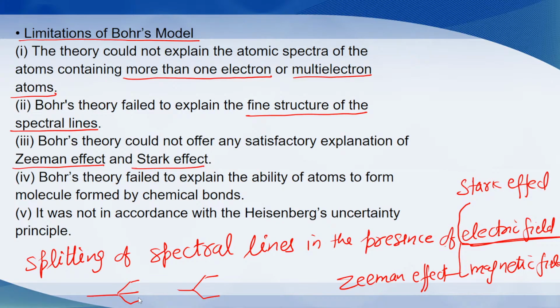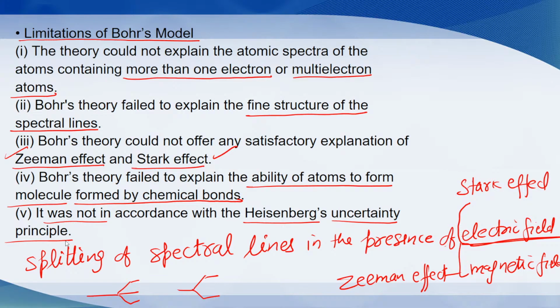Such splitting of spectra in an electric field is called Stark effect. In a magnetic field, that is called Zeeman effect. That could not be explained by Bohr. Bohr theory failed to explain the ability of atoms to form molecules, that is chemical bonds. Why chemical bonds are formed could not be explained by Bohr. And above all, it was not in accordance with Heisenberg's uncertainty principle, that we will do in the next class.